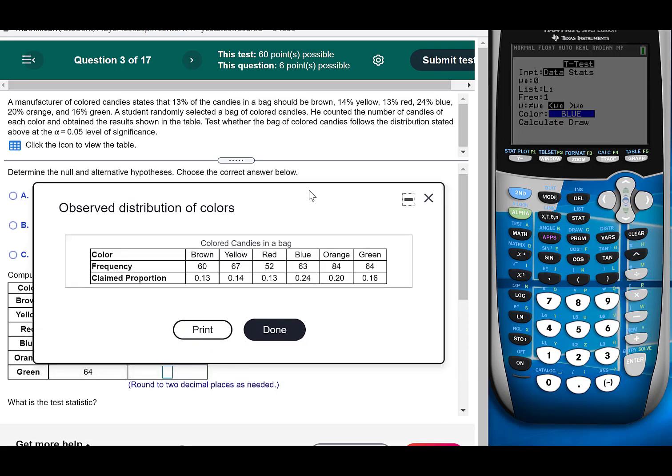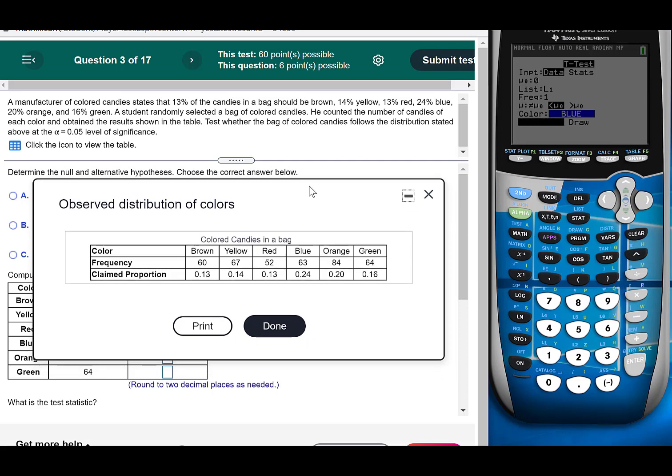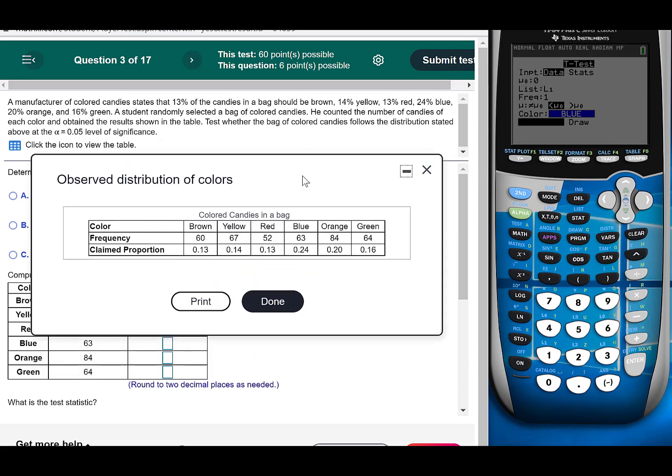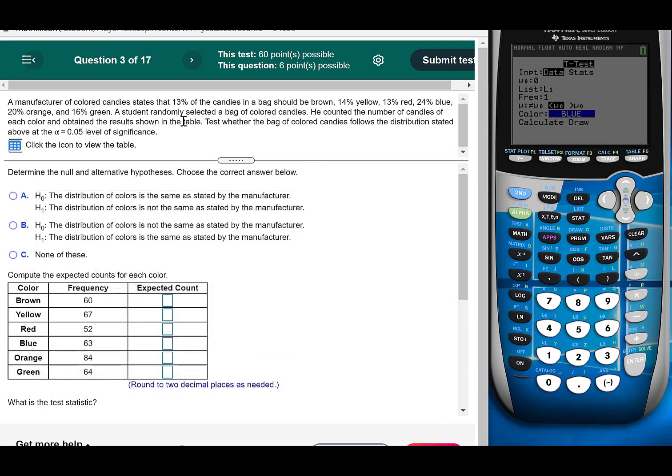Okay. Test whether the bag of colored candy shows the distribution stated above at alpha equals 0.05 level of significance. This is a goodness of fit test, guys. You're testing if a certain distribution remains valid or not. So here's how you choose the null and the alternative hypothesis.